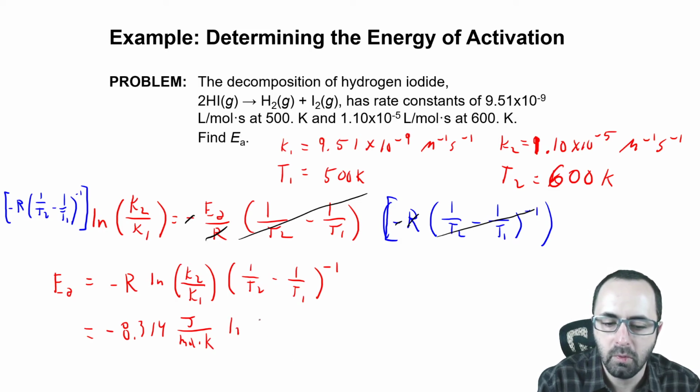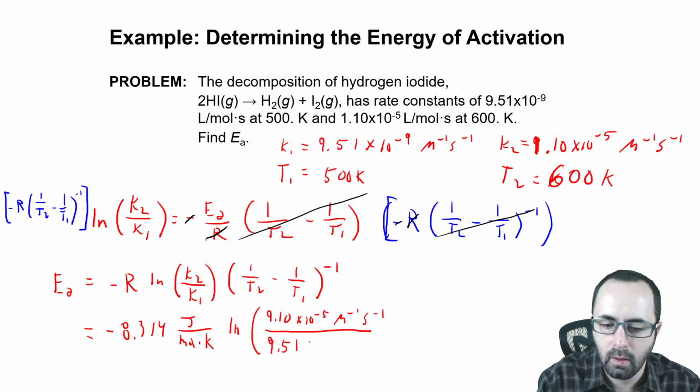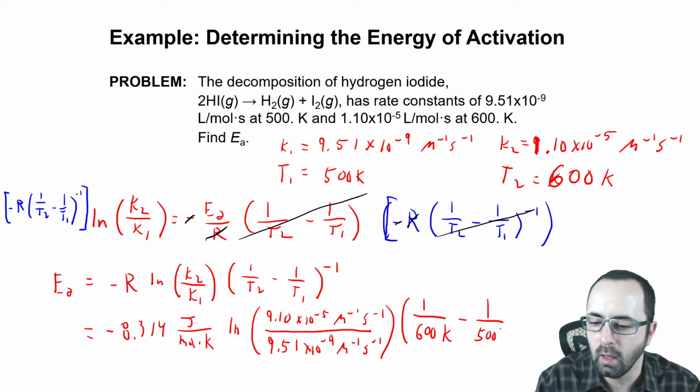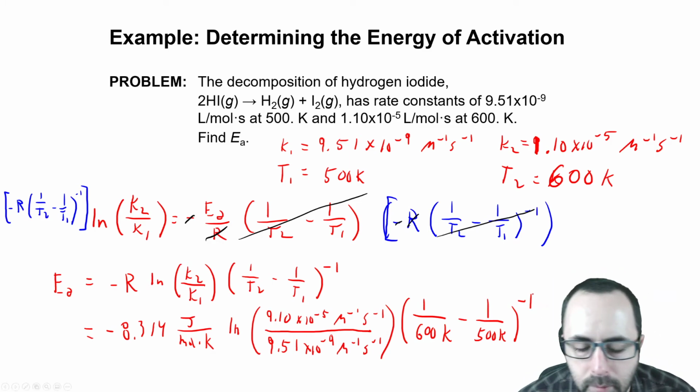And then it's going to be times the natural log of K2, which was 9.10 times 10 to the minus 5 molar^-1 second^-1, over K1, 9.51 times 10 to the minus 9 molar^-1 second^-1, times 1 over 600 Kelvin, which is T2, minus 1 over 500 Kelvin. And this is, don't forget, to the -1 power.